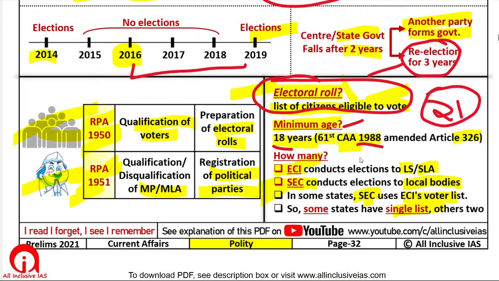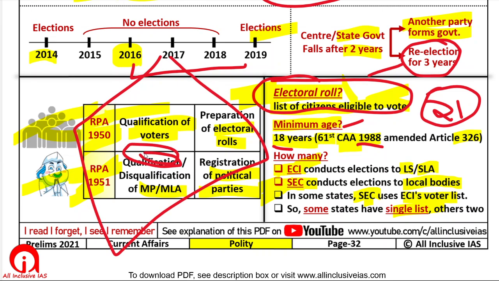One more thing, these voter list electoral rolls are periodically revised. Why is a revision needed at all? Because RPA says who is qualified to be a voter? A person who is an ordinary resident of that constituency. Suppose you are from, let us say, Madhya Pradesh. Now when you passed your 12th class, you went to Delhi to study, and since then you are in Delhi. Your parents, family, everyone is in Madhya Pradesh.